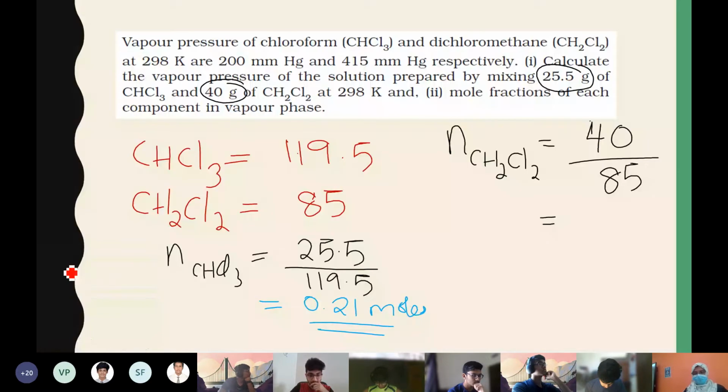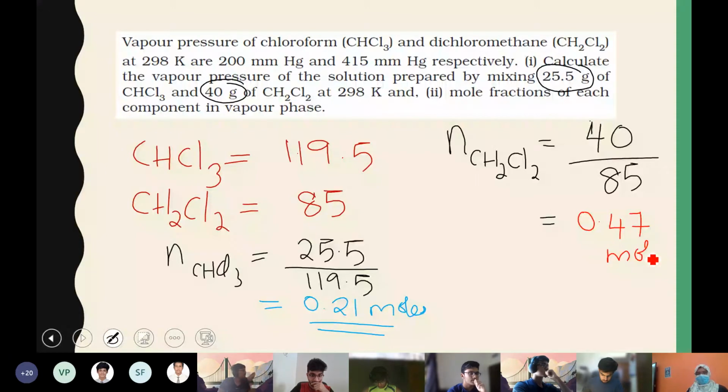What is the value you're getting here? 0.47 moles. Using these values, now you can calculate the mole fractions Chi1 and Chi2. Instead of writing 1 and 2, you can write Chi for chloroform and dichloromethane. So that will be the next step.